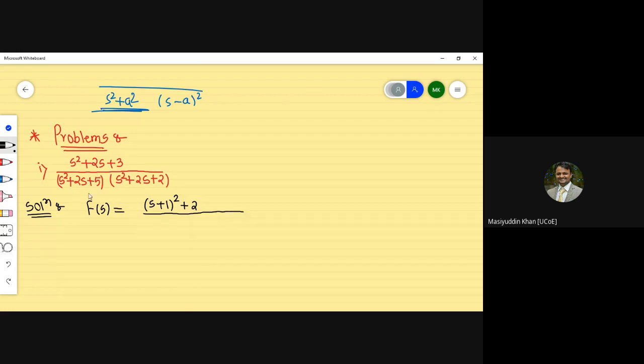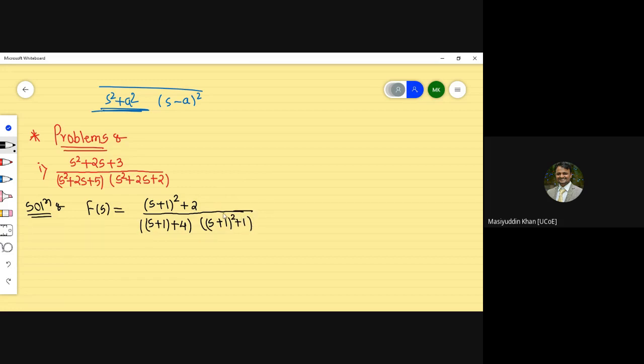Similarly, we can make a factor of s plus 1 the whole square here also. So s plus 1 the whole square is s square plus 2s plus 1. So the remaining is 4. So this is the first term we are getting here. And the second will be similarly s plus 1 the whole square and plus 1.